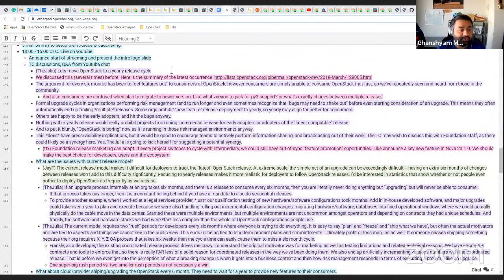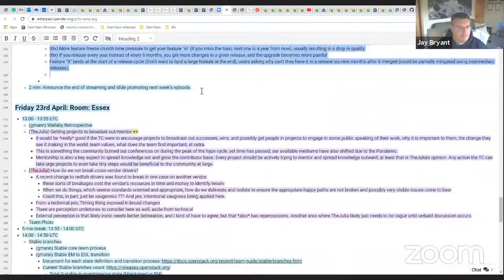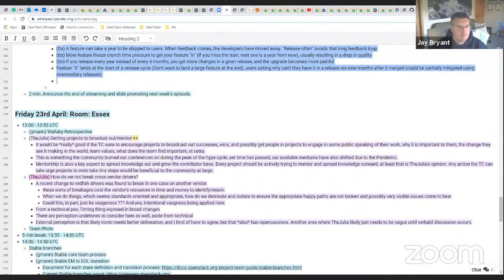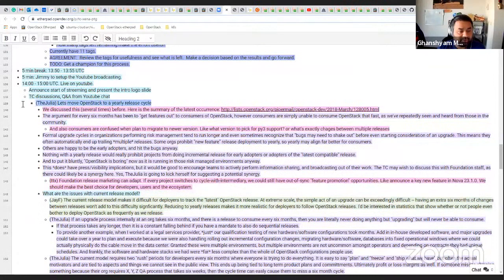Yeah, thanks, Ashlee. Thanks everyone for joining. In this TC PTG session, we'll be discussing our release cycle. First of all, I'll share my Etherpad so that you can see the notes. I hope everyone can see the Etherpad. So this is our topic today, at line number 39, the highlighted one: let's move OpenStack to a yearly release cycle.